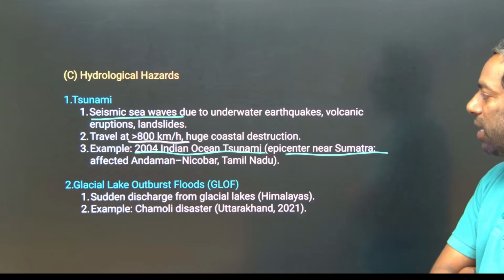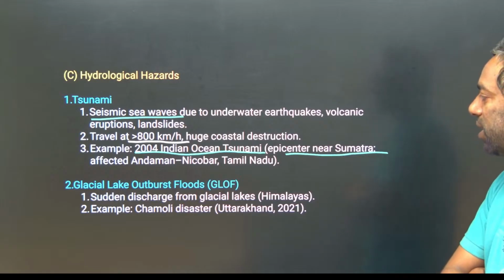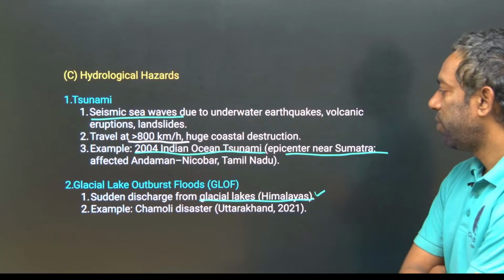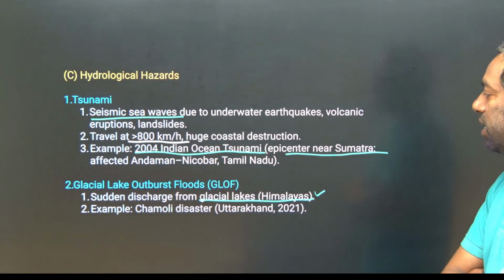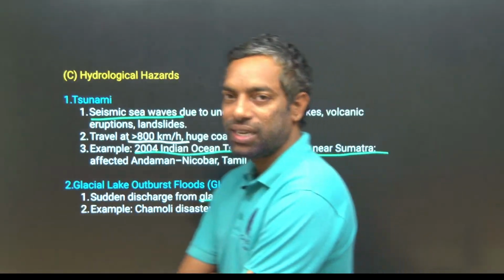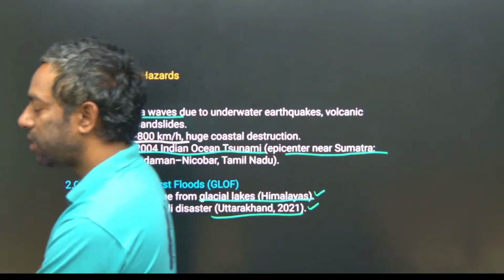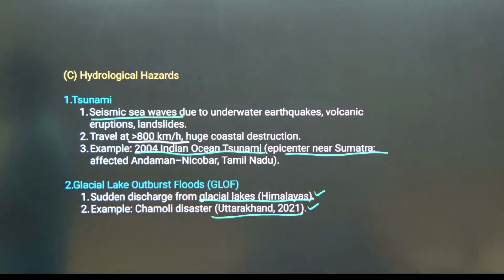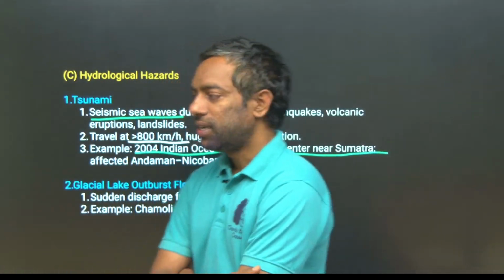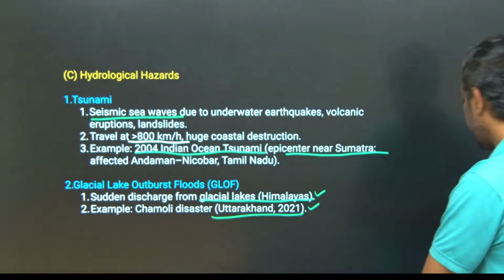Glacial lake outburst floods are also one of the reasons for disaster: sudden discharge of glacial lakes, in the Himalayas also. Chamoli disaster, Uttarakhand 2021, is the most recent disaster caused by floods, guys. Then landslides. These are the most important disasters in the Indian system, guys.